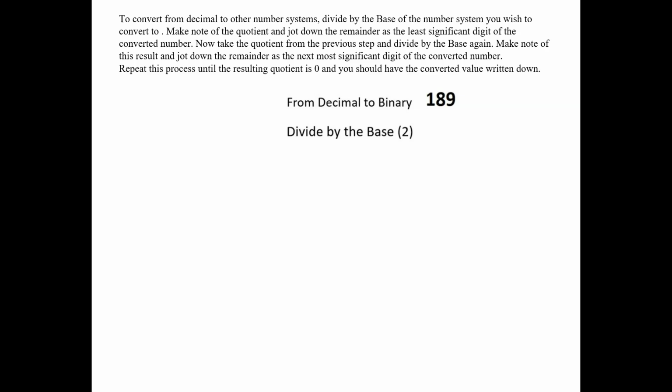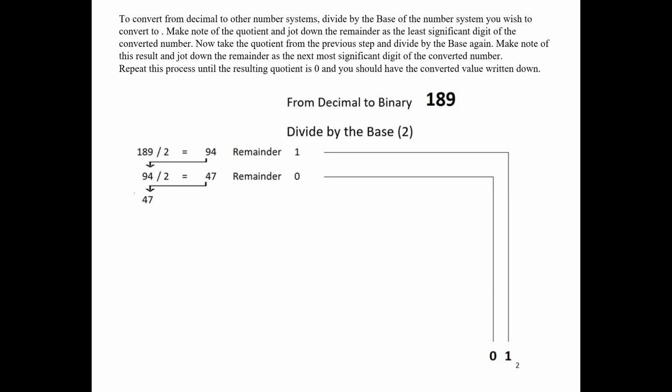As an example of converting from decimal to binary, we will convert the decimal value 189. To begin, we divide 189 by the base of 2. We get 94 and a remainder of 1. So the remainder becomes our least significant digit, and we prepare to divide the quotient by 2. 94 divided by 2 is 47, with a remainder of 0. So 0 becomes the next digit to the left, and that is the next most significant digit.